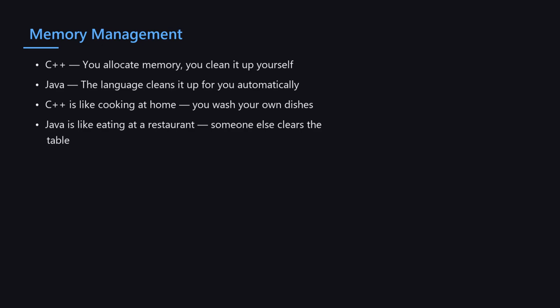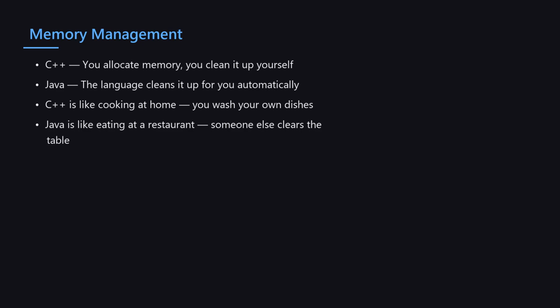Okay, so the first big difference, memory management. Think of it like this. When your program creates something like a variable or an object, it takes up space in your computer's memory, right? Now the question is, when you are done using it, who removes it from memory? In C++, that's your job. You created it, you have to delete it. If you forget, that memory just sits there wasted, that's called a memory leak. It's like cooking food at home, you have to wash your own dishes.